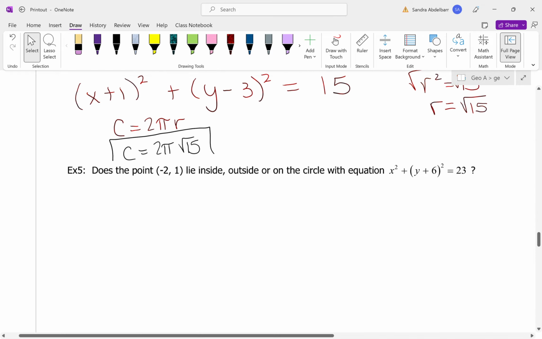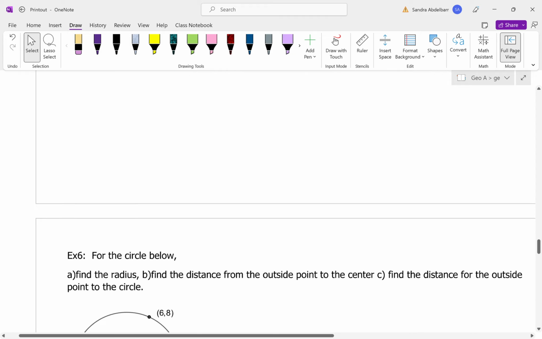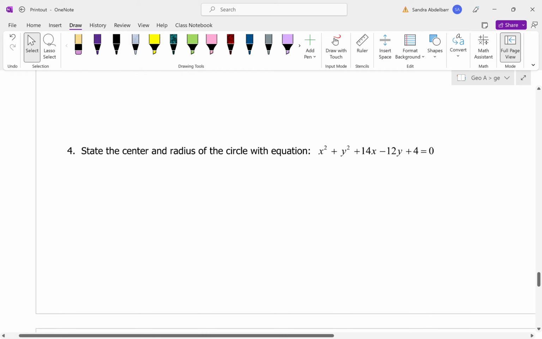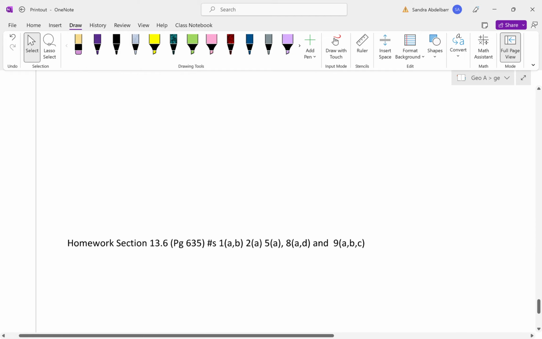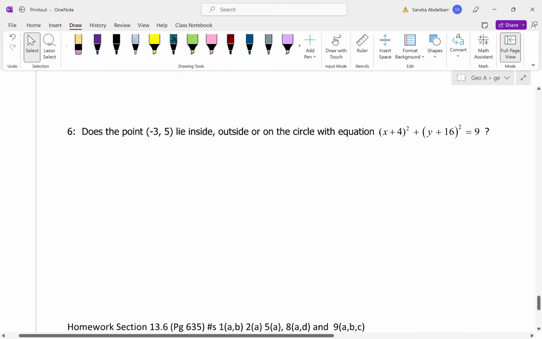Okay, I'm actually going to stop here. So tomorrow I'm going to do example 5 and example 6, let you work on the independence, and then have you do your homework in class. So that's the plan for tomorrow.